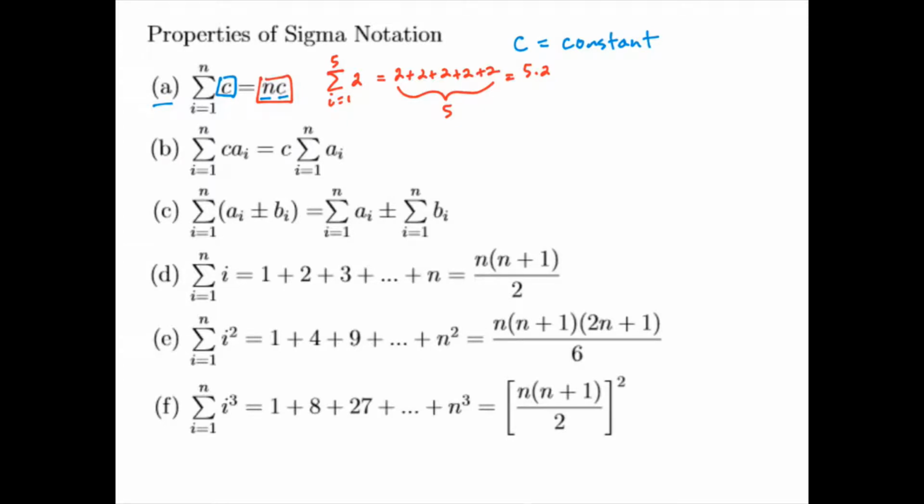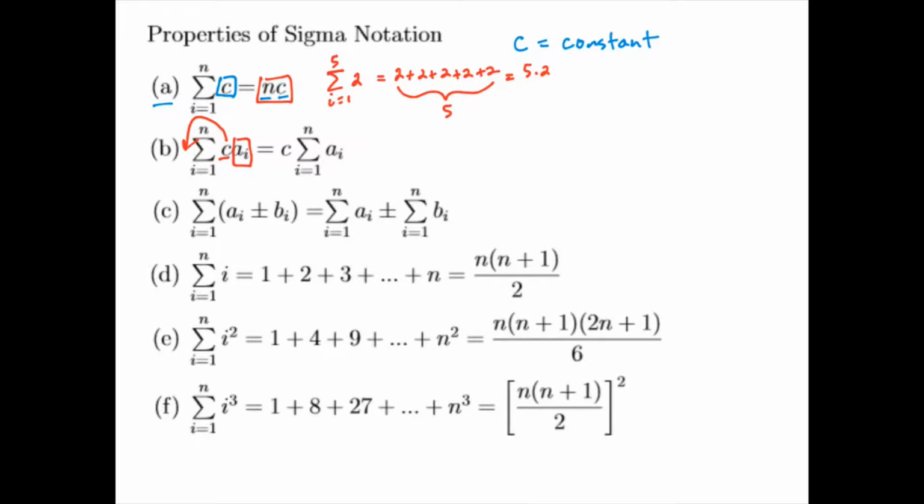The second property, property B, says if we have a constant getting multiplied by each term, we can take that constant out of the sigma notation, kind of like when we had an integral with a constant or a limit with a constant. We can take that out. We can think of it kind of like factoring that out of the expression.